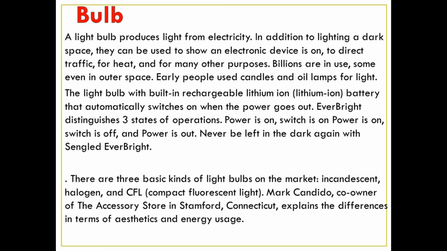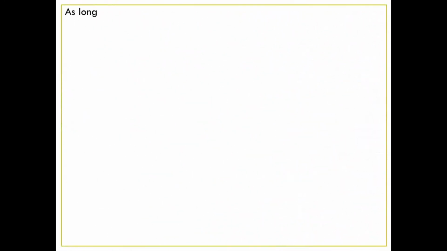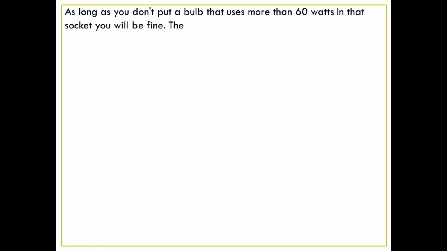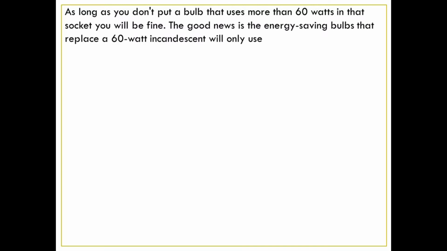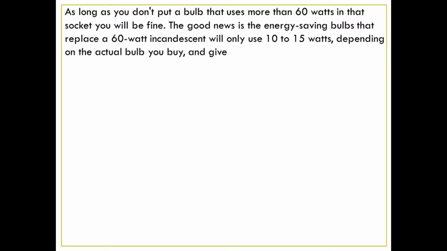Mark Candido, co-owner of the accessory store in Stamford, Connecticut, explains the difference. As long as you don't put a bulb that uses more than 60 watts in that socket, you will be fine. The good news is the energy saving bulbs that replace 60 watt incandescent bulbs only use 10 to 15 watts, depending on the actual bulb you buy, and give off the same amount of light.